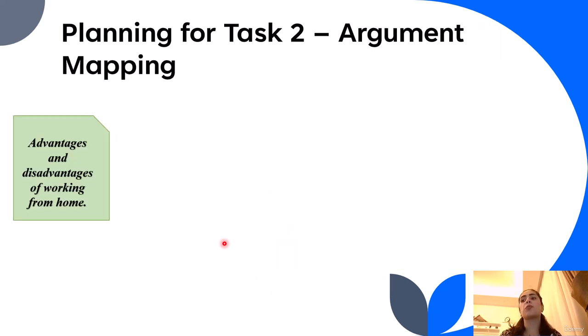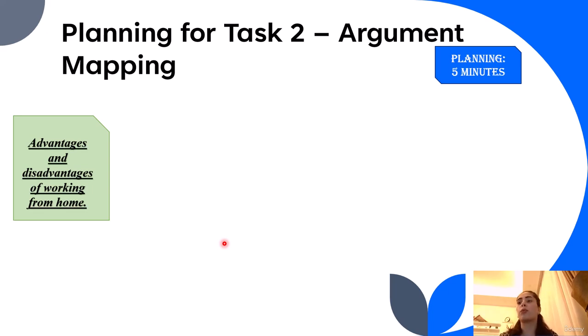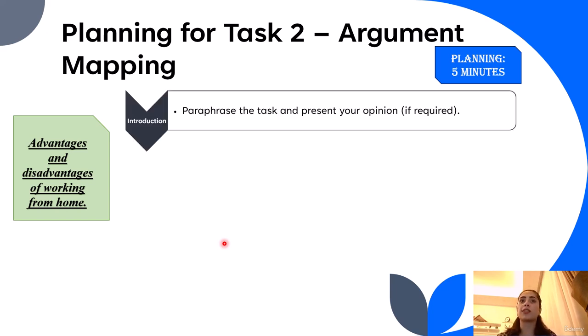Task 2 is more complex, so you should spend a bit more time planning, about 5 minutes. This is where you'll map out your main arguments and supporting points. Imagine you are asked to write an essay on the advantages and disadvantages of working from home. Your plan might look something like this. Introduction: paraphrase the task and present your opinion if required.